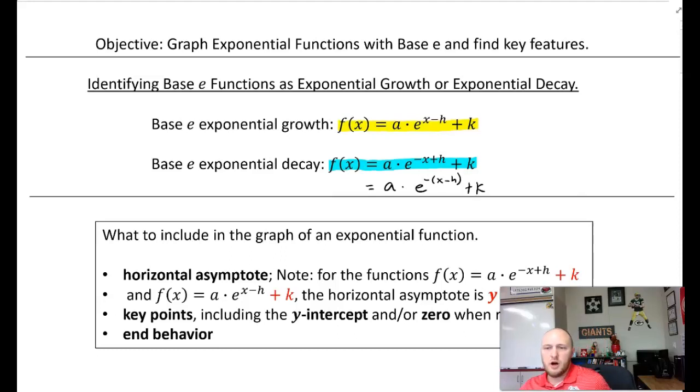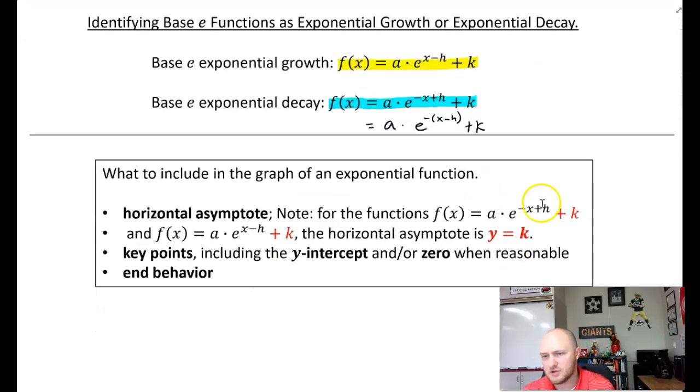We are going to graph the horizontal asymptote, which again is going to be our k value, and we're going to have to plot the key points, hopefully including a y-intercept and a zero, as well as the end behavior.